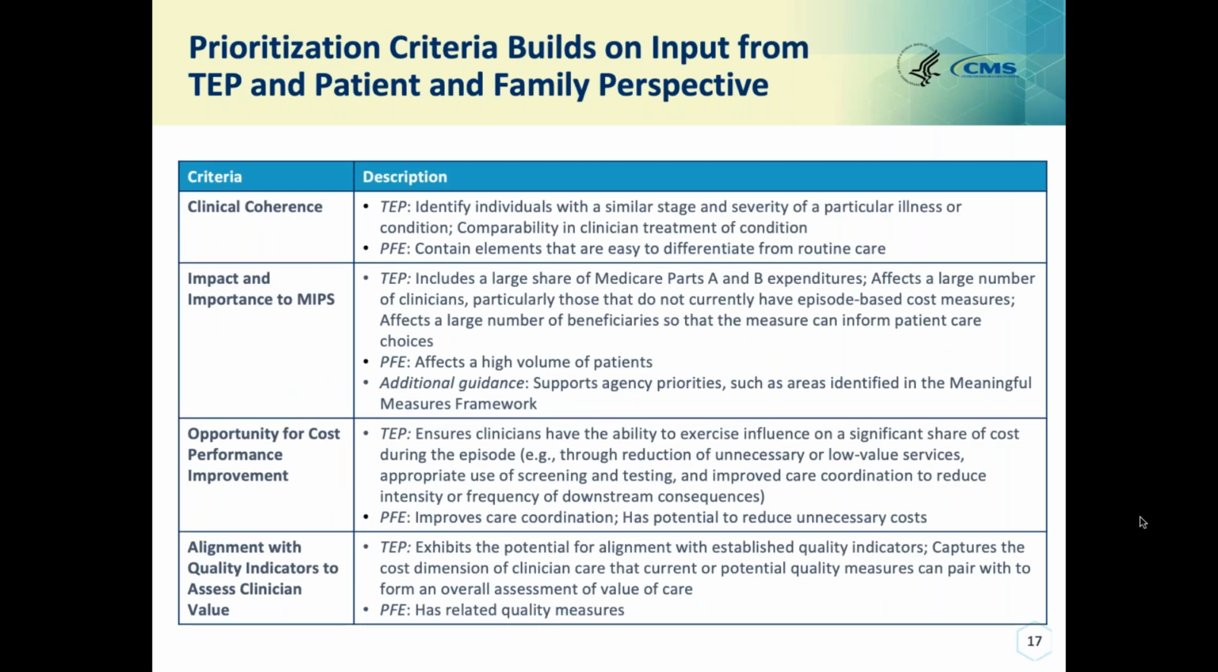In addition to looking at clinical areas which could be measurement gaps, we have also a set of criteria to help determine which of these areas to prioritize. This builds on input we've received from our TEP and patient and family perspective over the years. The first criterion is clinical coherence. In other words, is this an aspect of care where we can compare clinician decisions for similar patients? This could include considerations of staging, severity, and what we can distinguish from data.